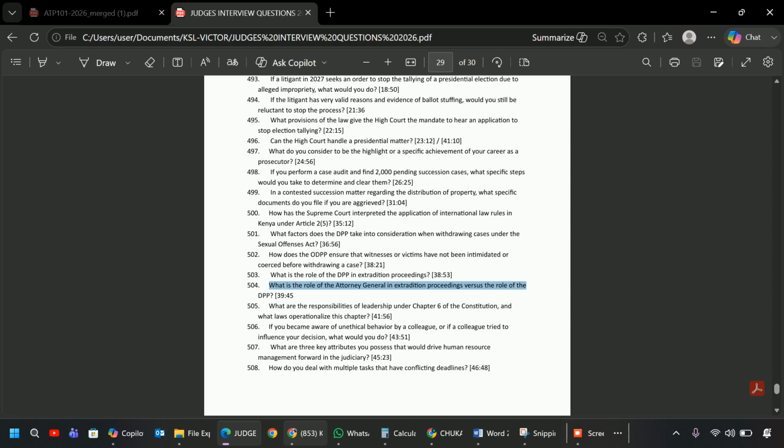So the Supreme Court has settled that extradition proceedings are criminal in nature and therefore fall under the DPP's Article 157 mandate. Under the Extradition (Commonwealth Countries) Act, a fugitive is not to be dealt with except in pursuance of the written authority of the DPP. So this is where we obtain the authority to proceed, pursuant to Section 7 of the Extradition (Commonwealth Countries) Act.